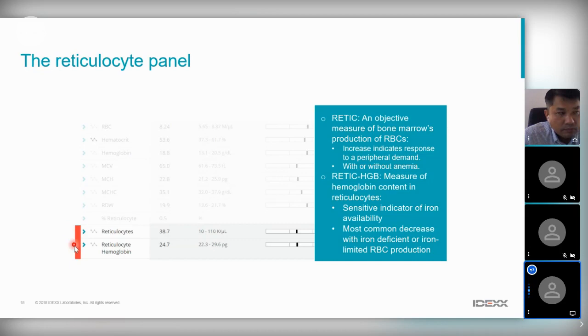Then the second thing that we get on the panel is the retic hemoglobin, that is the measure of hemoglobin content present in the reticulocytes. This is again a very sensitive indicator of iron availability, and it is most commonly decreased with iron deficient or iron limited RBC production, that we are going to see in the next slide. We are going to have a very close look at the reticulocyte panel. Over to you, Professor Tan.